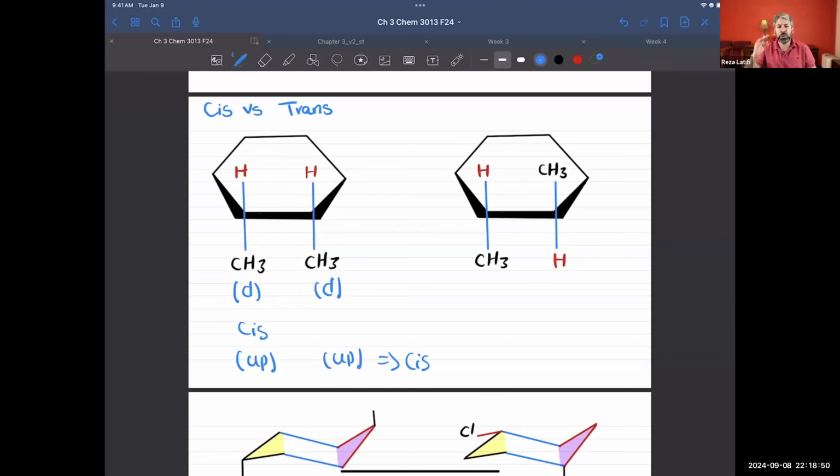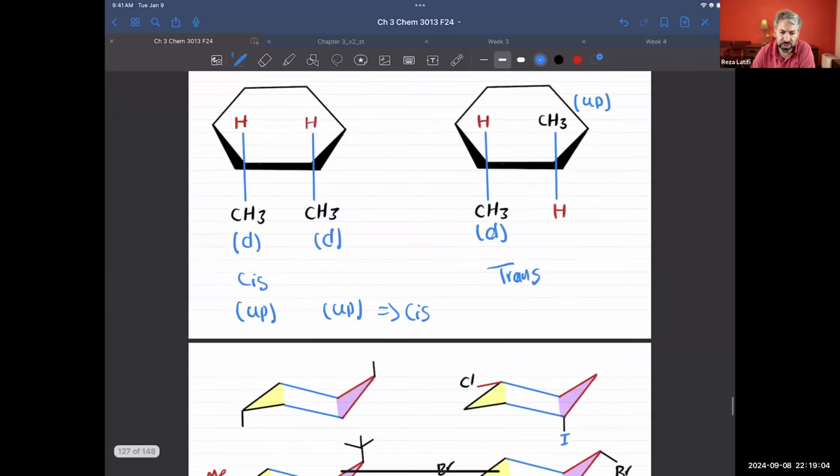But if one of them is pointing up and the second one is down, in that case we say we are dealing with a trans structure. Okay, let's practice some examples.